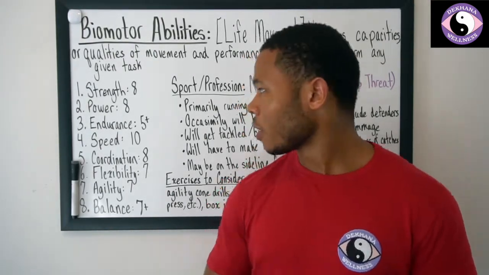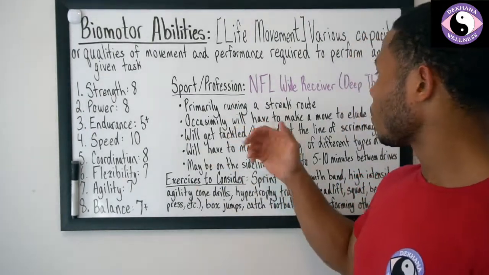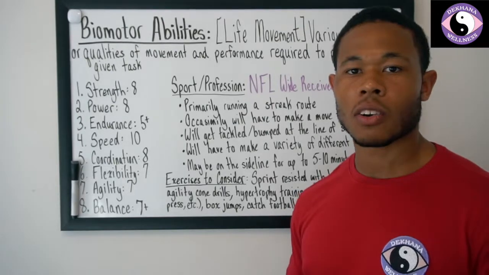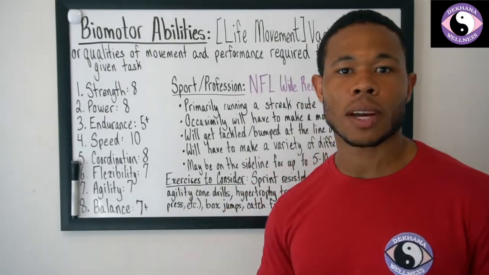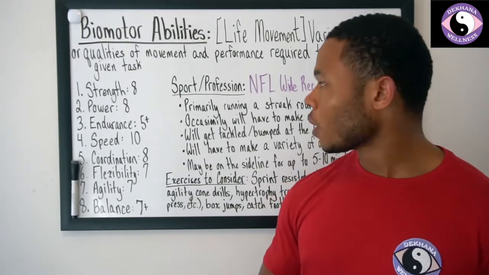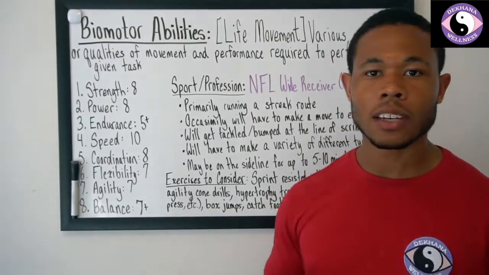All right, so for this example, we have an NFL wide receiver. And I put a deep threat, so we know that that's someone who's looking to go catch a deep ball, like a 50, 60, 70 yard pass. So really, really fast guy. This person we know is going to require a lot of speed.